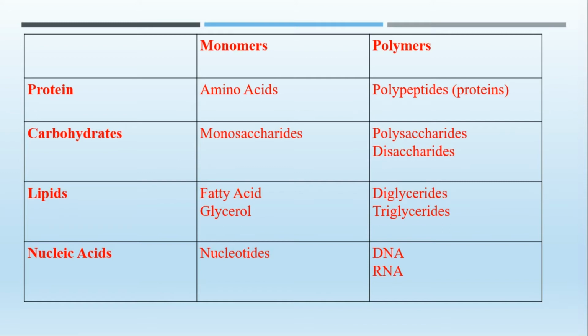Lipids. Monomers are fatty acid and glycerol. And when those come together, they make polymers of diglycerides and triglycerides. And last is nucleic acids. The monomers, the single parts, are nucleotides. When all those get together, we have DNA and RNA.